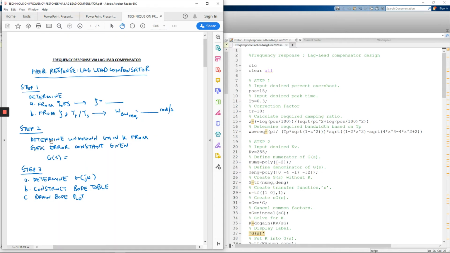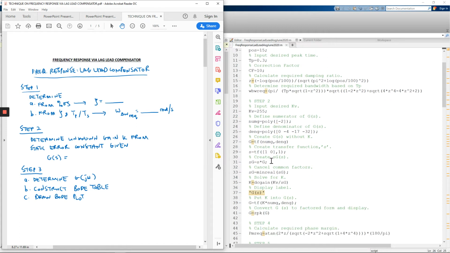Step 2. Determine the unknown gain K from the static error constant given. In this case, the given desired velocity static error constant is 255. For example, for the numerator in terms of a polynomial, I write the value of 0, negative 2. Then I determine the denominator in terms of a polynomial function in MATLAB coding. I write the poles as 0, negative 14, negative 17, and negative 32. This is the value of the poles.